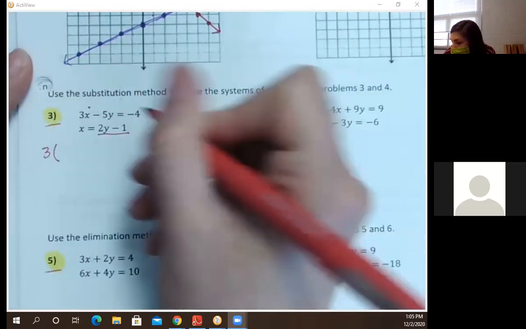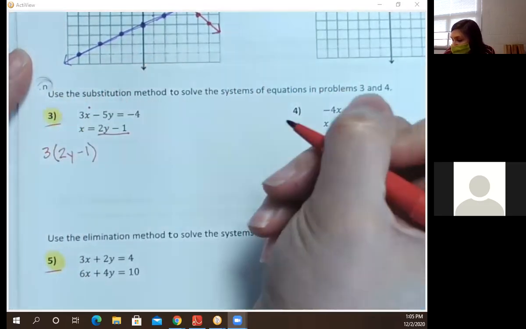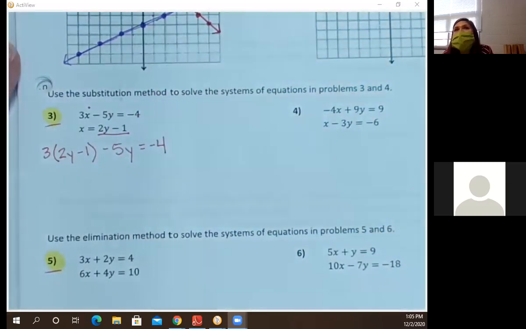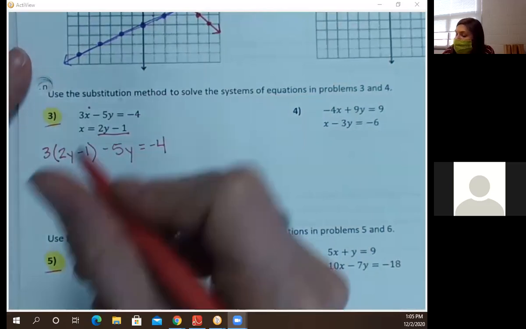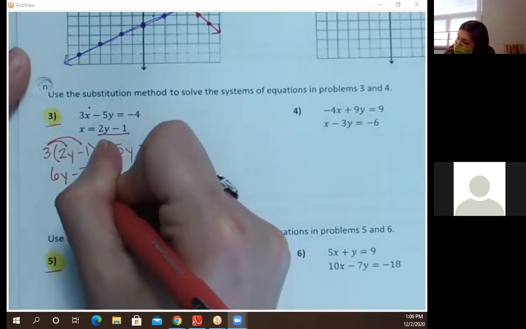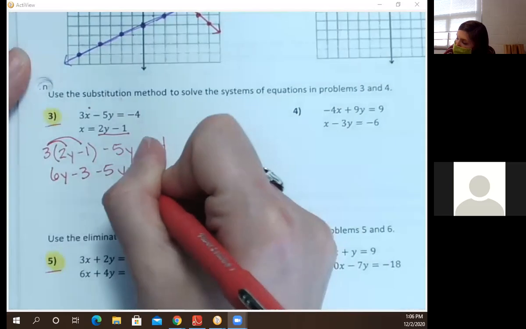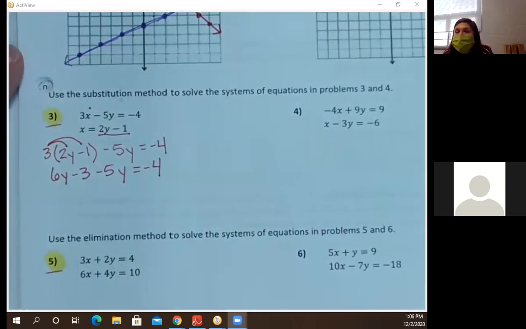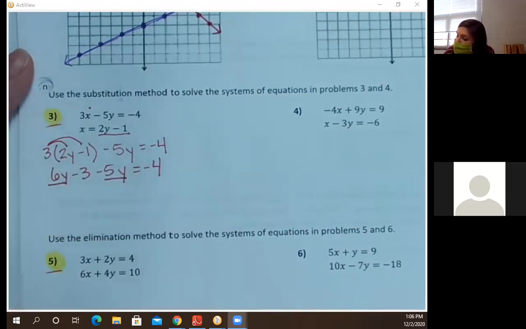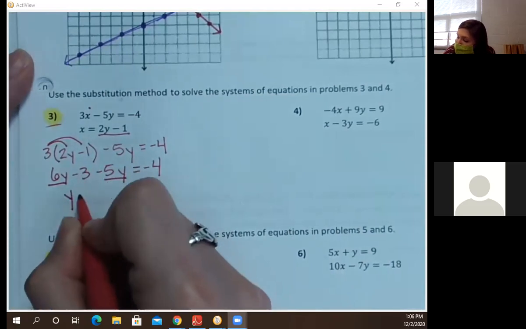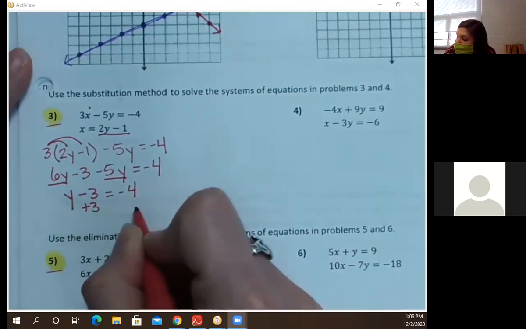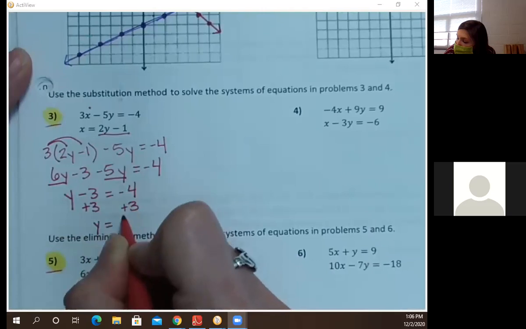So this would be 3 times 2y minus 1 minus 5y equals -4. Now I'm going to distribute that 3 inside parentheses, and I get 6y minus 3 minus 5y equals -4. Now on the left, I've got some like terms to combine. 6y minus 5y would just be 1y minus 3 equals -4. And then to get y by itself, I'm going to add 3 to both sides. So I get y equals -1.